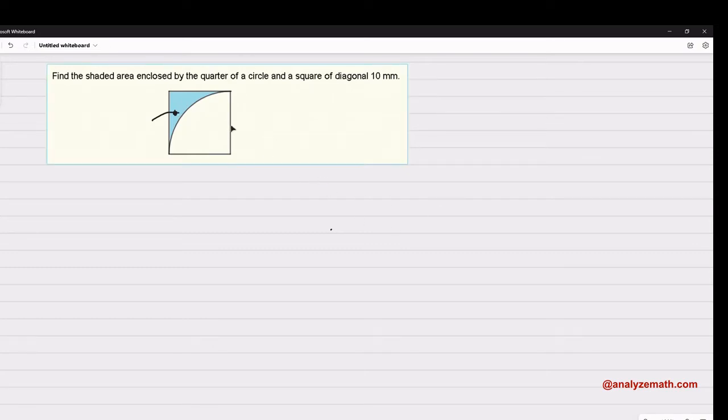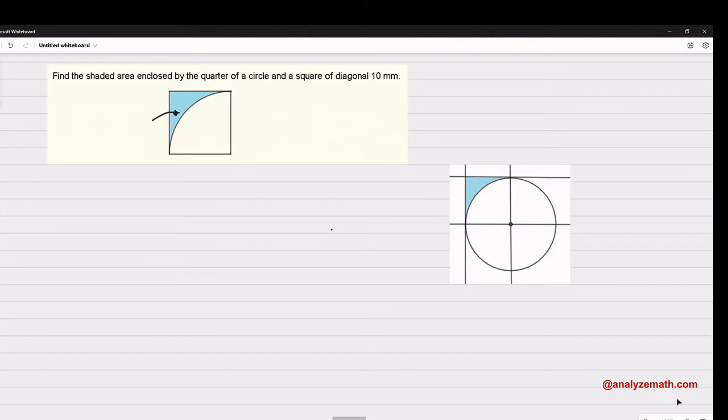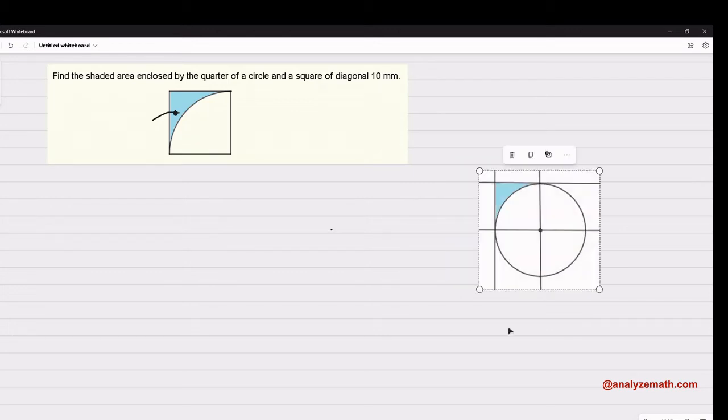Now, the first thing we need to understand is that the side of the square and the radius of the circle are equal. On the right here, we have the whole circle and the little square, and we can see that the side of the square is equal to the radius. So the next question is, let's find the side of the square.